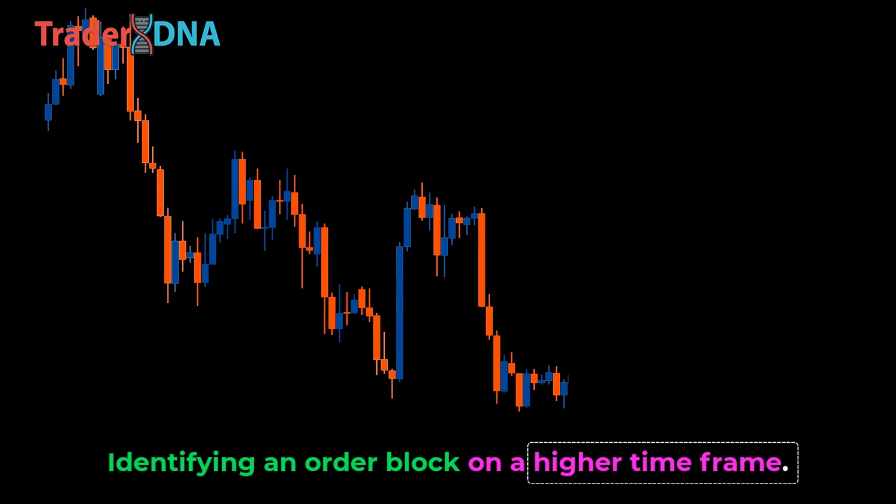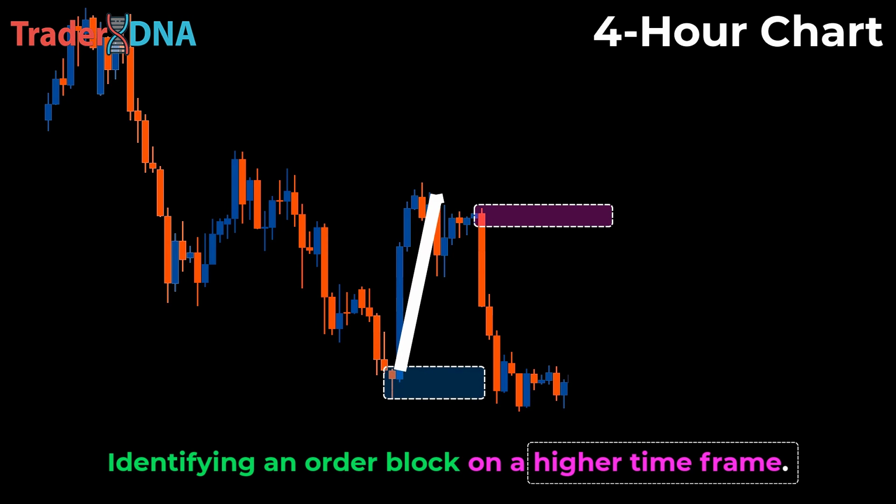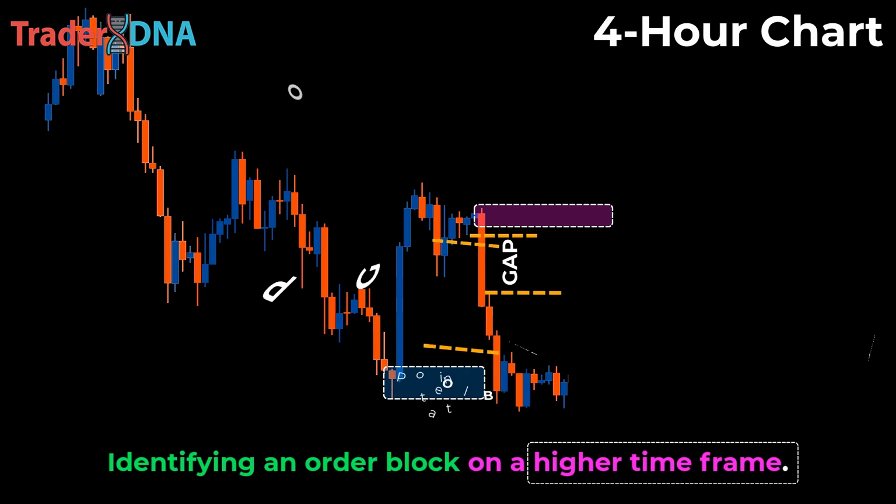In this example, we're using the USD 4-hour chart. We notice 2 key price movements, one going up and the other going down. Both movements show inefficiencies, meaning we have 2 possible order blocks, one bullish and one bearish, but we need to confirm if these order blocks are valid.